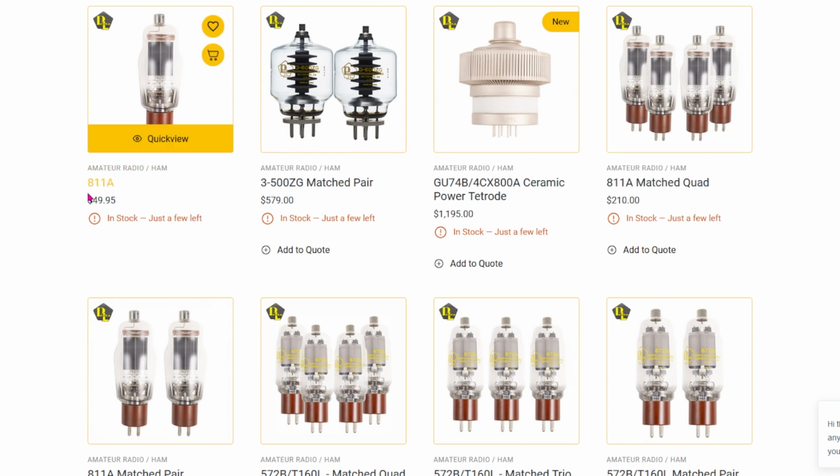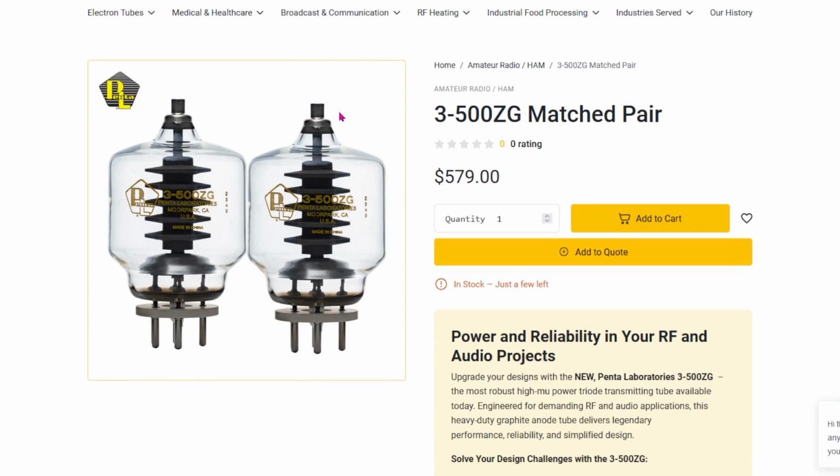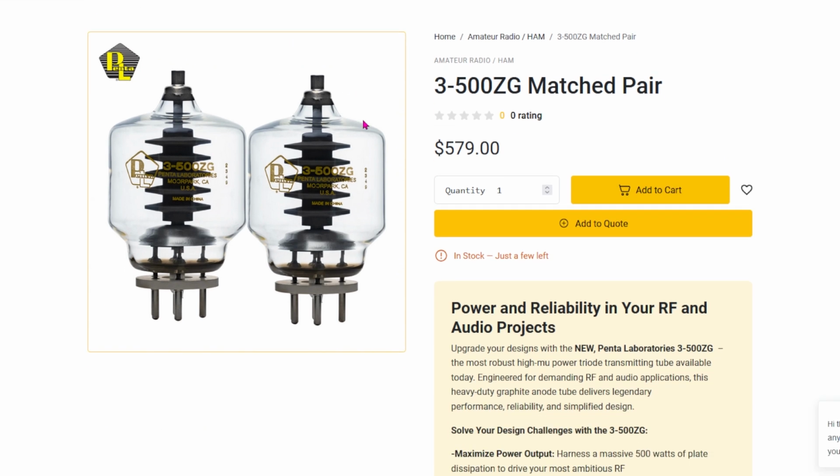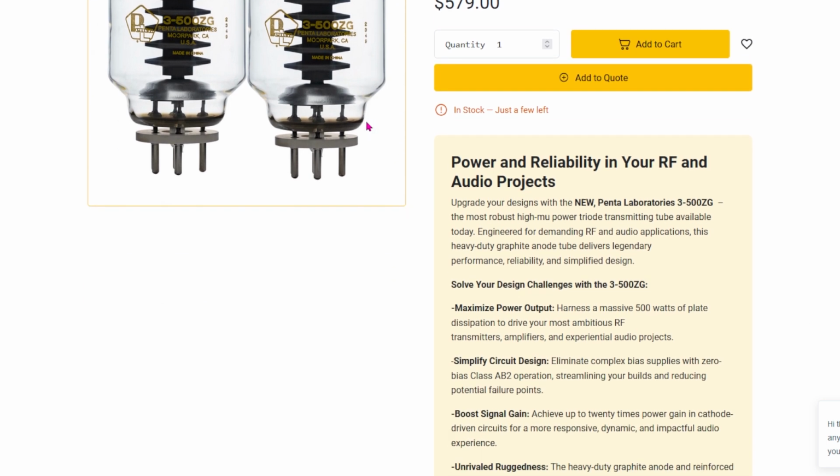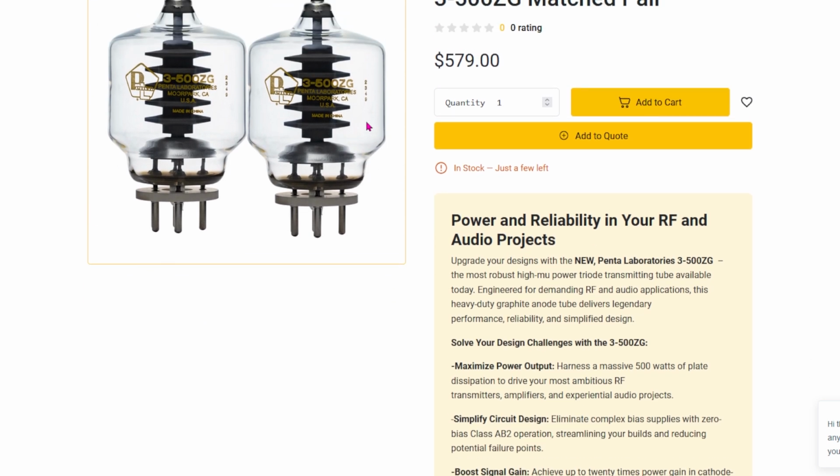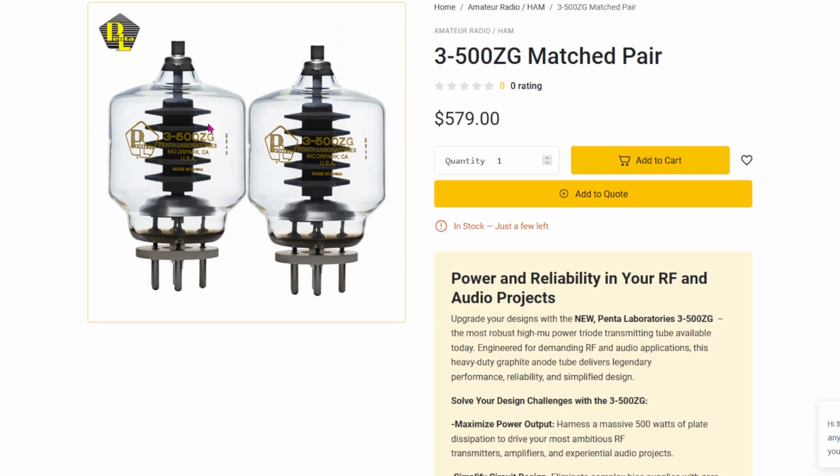811As, which I hope to test a few of those. These have about 65 watts of plate dissipation. The 3500Zs, and here's what I did order, a matched pair. And the reason for that is they will go ahead and match the two tubes. It's not critical, but it's nice to have them idling at the same plate current, requiring the same amount of bias because they're tied together. So this is a good way to get there.